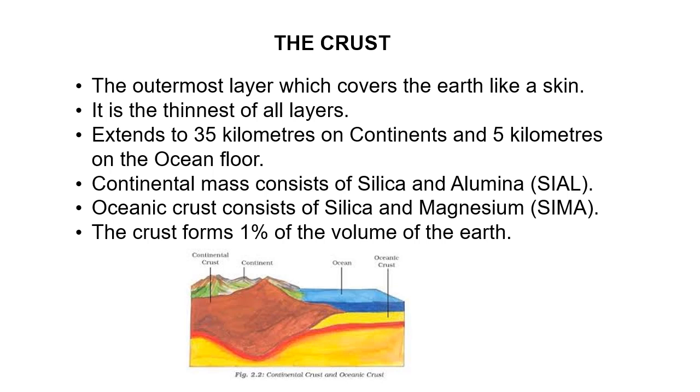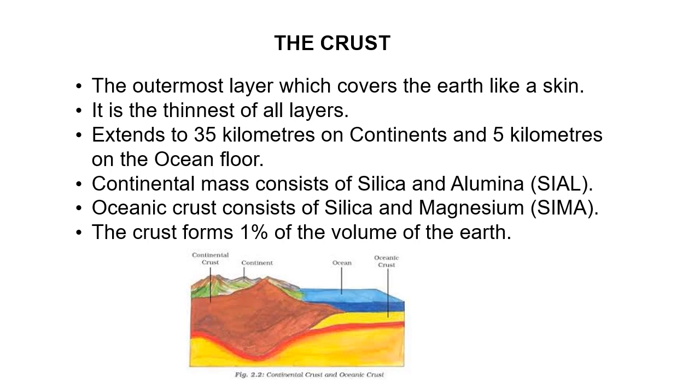The outermost layer which covers the earth like a skin. It is just the upper coating of the earth, you can say. It is also the thinnest layer of the earth. It extends to 35 kilometers on the continents, that is on land, and 5 kilometers on the ocean floor. It is made up of two different combinations of minerals: silica and alumina, called Sial, in the continental mass, and in the oceanic crust we get silica and magnesium, called Sima. So in the continental mass we have Sial, and in the oceanic crust we have Sima.